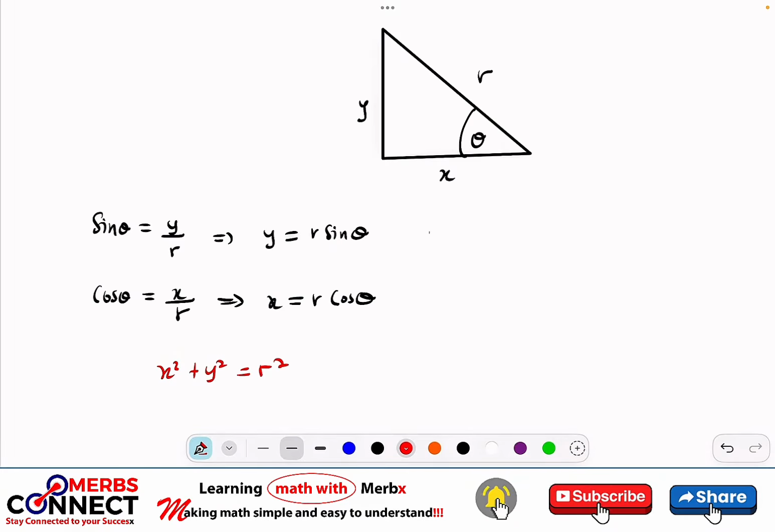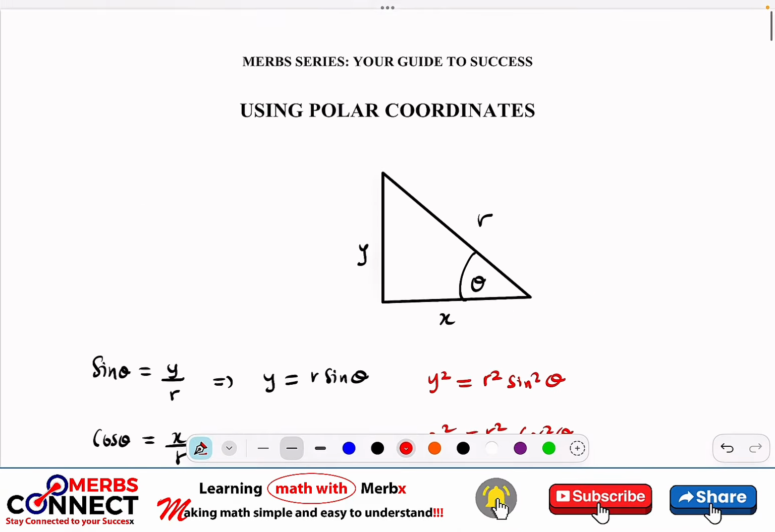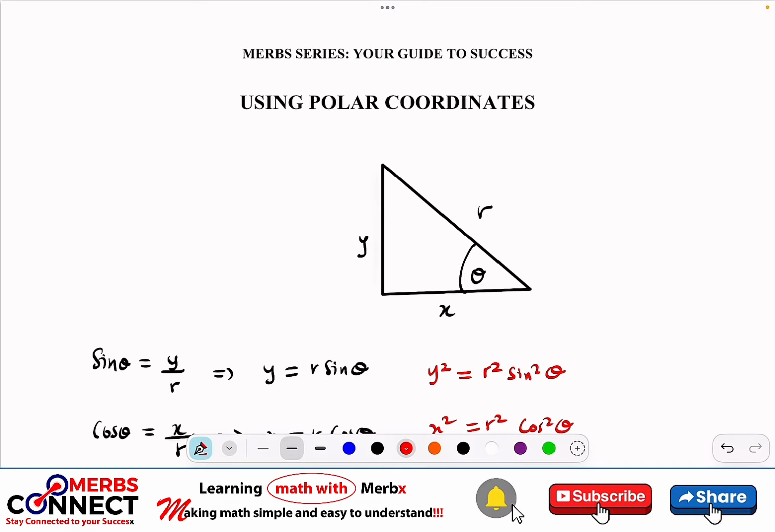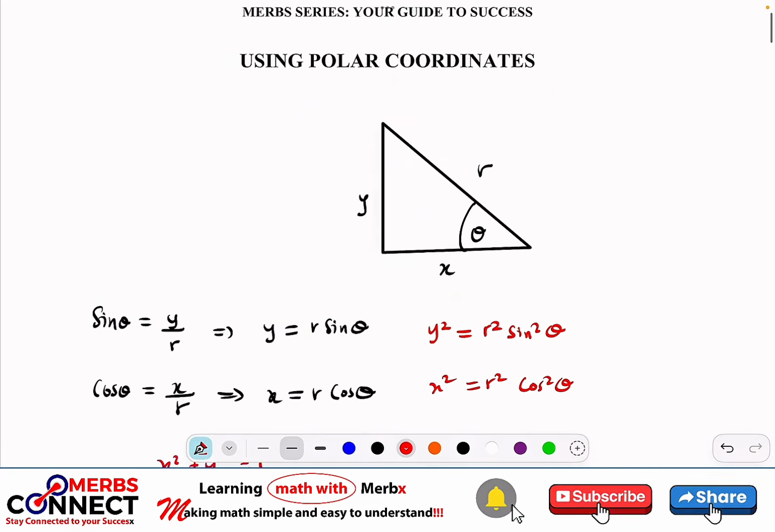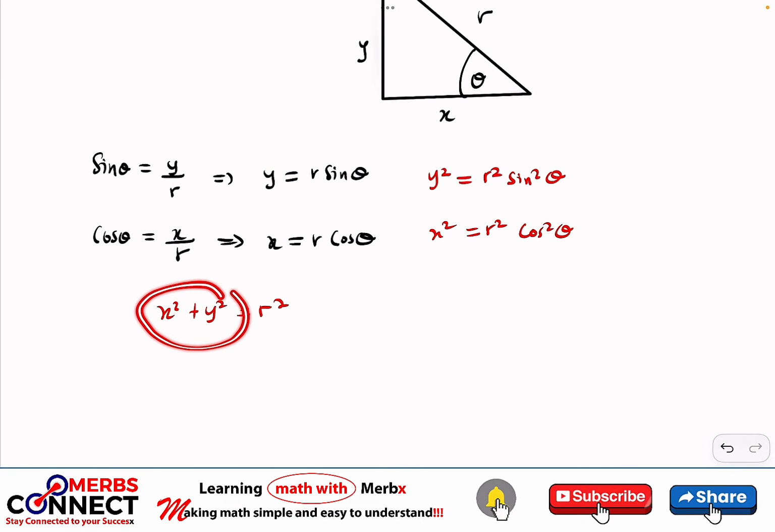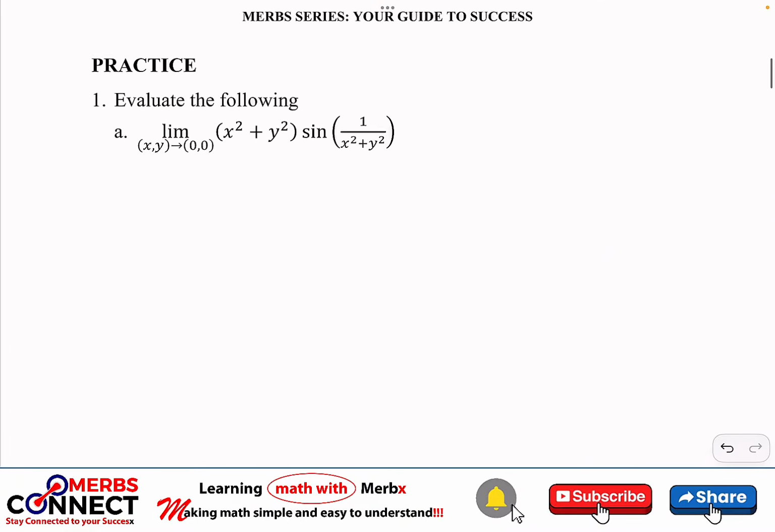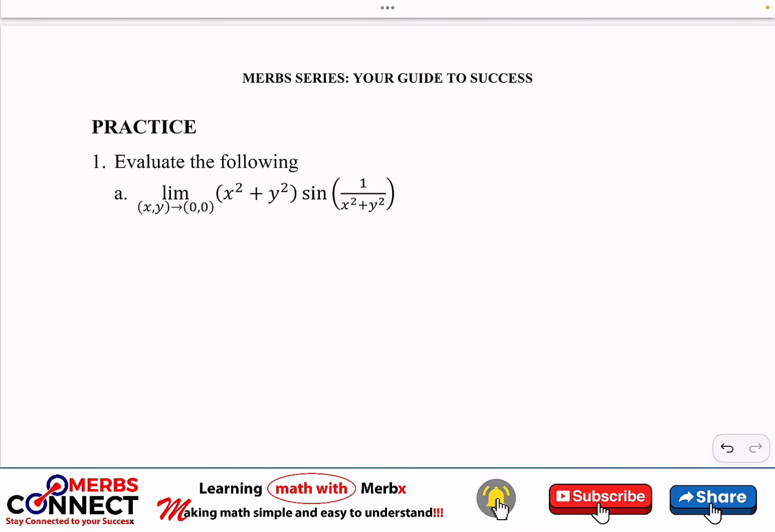I can also square y here and have y squared is equal to r squared sine squared theta, and then x squared is equal to r squared cos squared theta. So these are some of the things that we are going to use whenever we look at a limit and we say, okay, I think I'm seeing something like x squared plus y squared. So let me use polar coordinates.